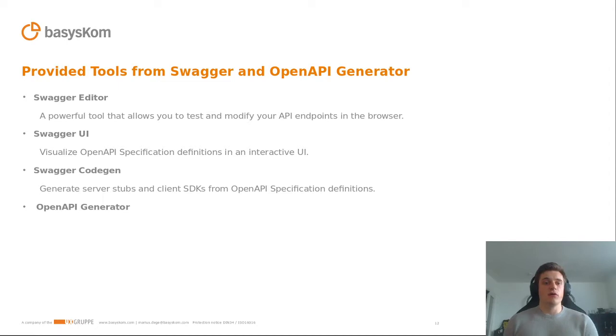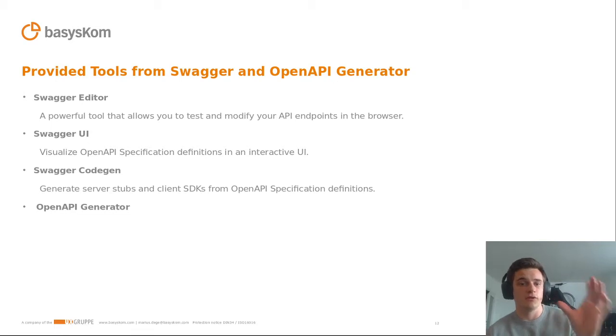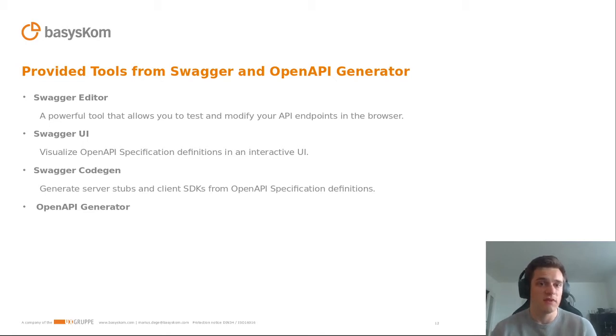This is a powerful tool that allows you to test and modify your API endpoints in the browser itself. You have a view where you have your OpenAPI document on the left-hand side, and on the right-hand side, you see the endpoints that are described by this document. You can play around, you can test them out. We will have a look at that later on. We will open the Swagger editor in the hands-on session, and I will show it to you.